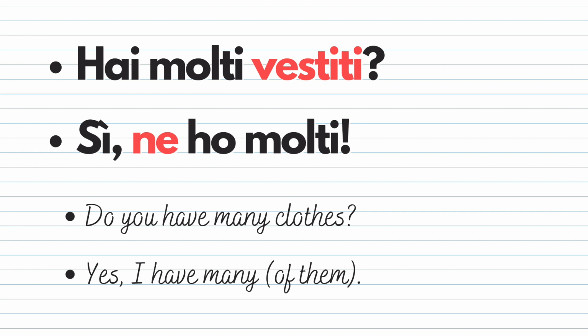One thing that you may have noticed is that when you have ne in the answer, you need to use a quantity. For example, if we go back to our first example, hai molti vestiti, you cannot say sì ne ho. That doesn't mean anything. You need to add the quantity and say sì ne ho molti, sì ne ho 2, sì ne ho 3. If you're not adding a quantity, then it's not gonna make sense. So yes, you can use ne in the answer, but if you have a quantity, you will have to specify that. You will have to specify how many, or just say molti, tanti, pochi. Otherwise, ne alone doesn't mean anything.